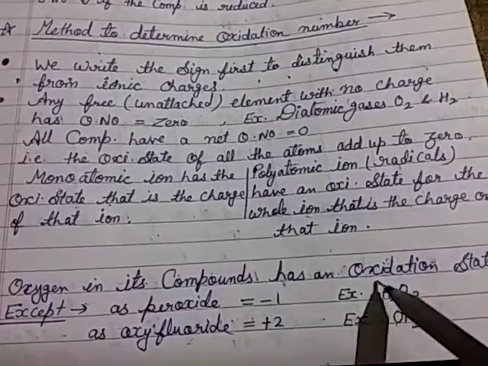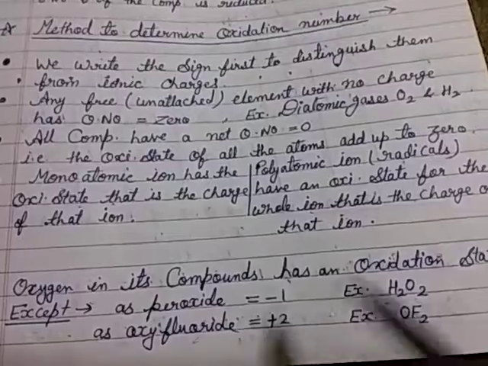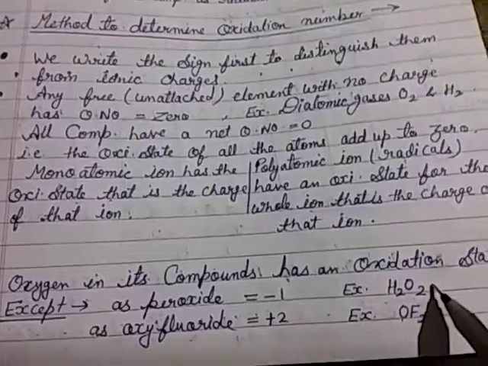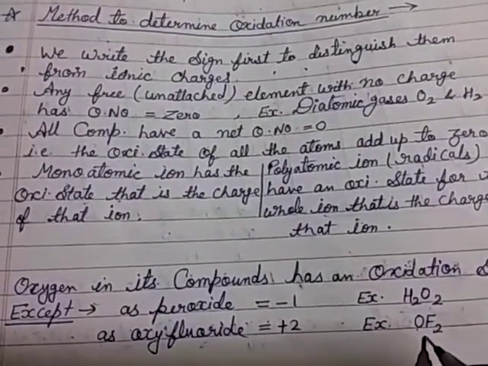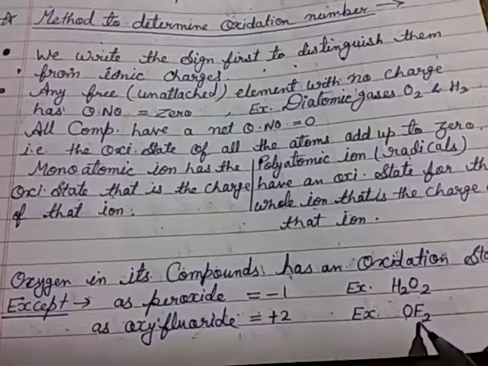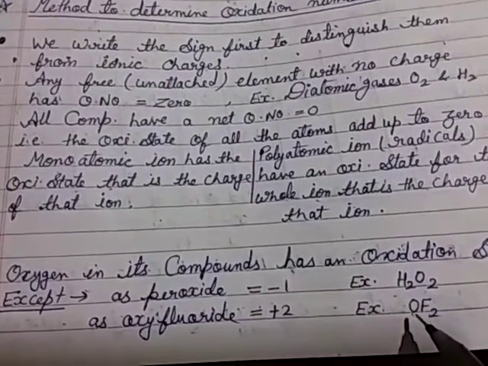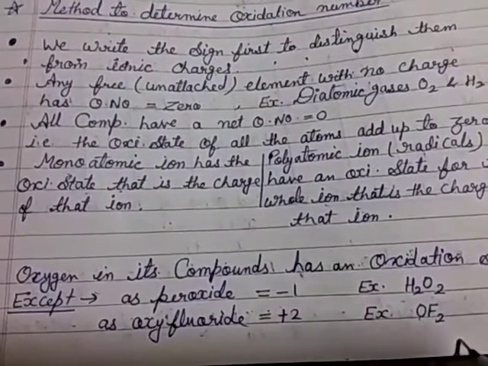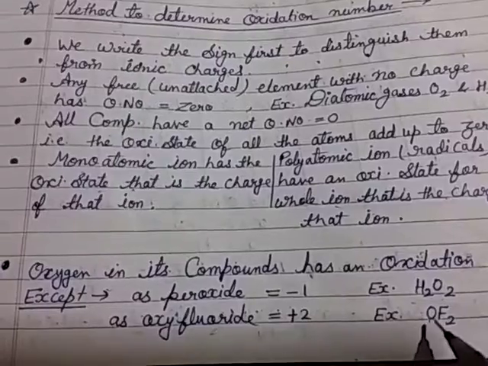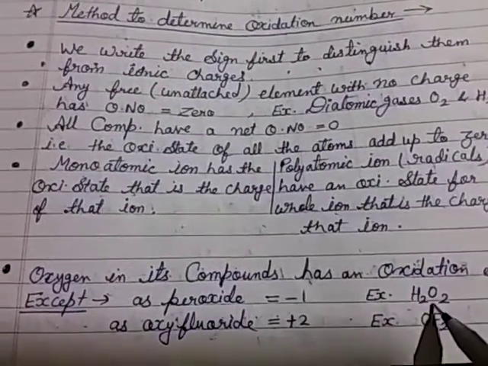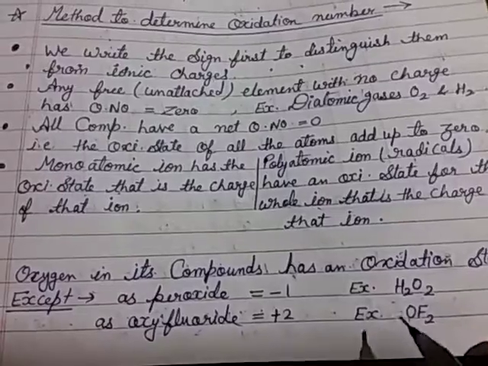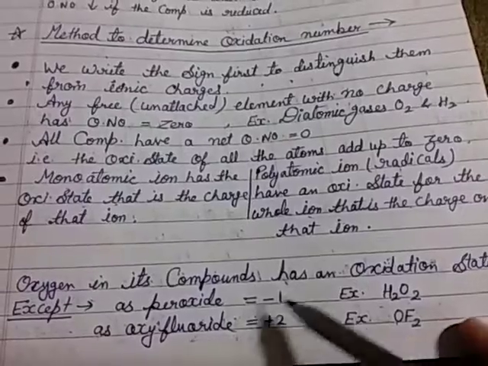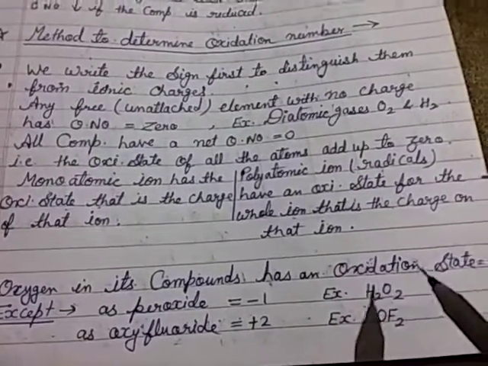Oxygen in its compounds has an oxidation state, like in a peroxide, H2O2. In H2O2, hydrogen is +1 and oxygen is -1. In OF2, oxygen fluoride, fluorine is -1, so two fluorines give -2, and going to the right side, oxygen has +2. So in peroxide oxygen has -1, but in oxygen fluoride oxygen has +2.